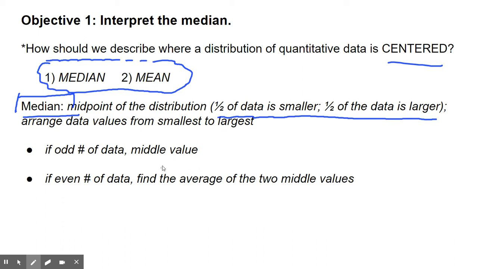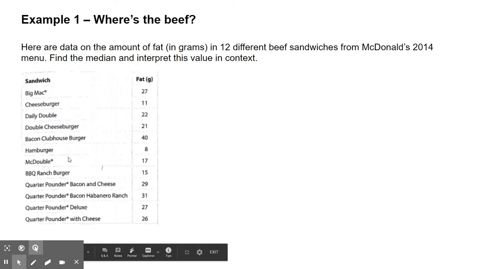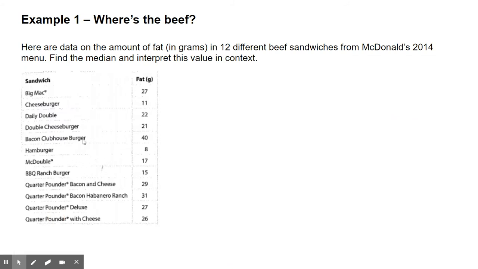But we're going to use stats. We're going to use the stats applets to calculate everything for us. So no worries there on this. But when you take an ACT or SAT, you should be able to find the median by hand, but not here. Don't care. Okay, so example one, where's the beef? Here are the data on the amount of fat in grams in 12 different beef sandwiches from McDonald's 2014 menu. Find the median and interpret this value in context.